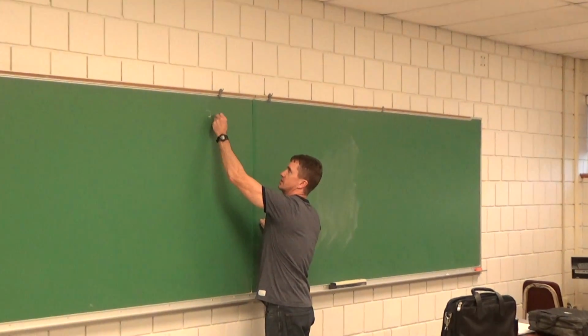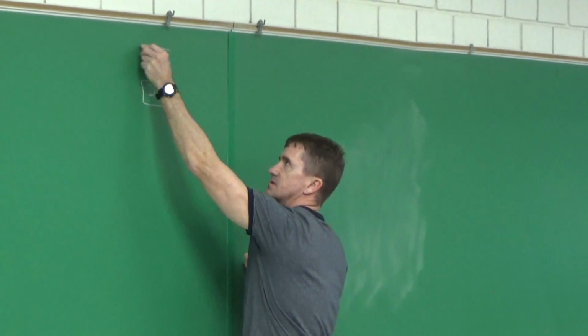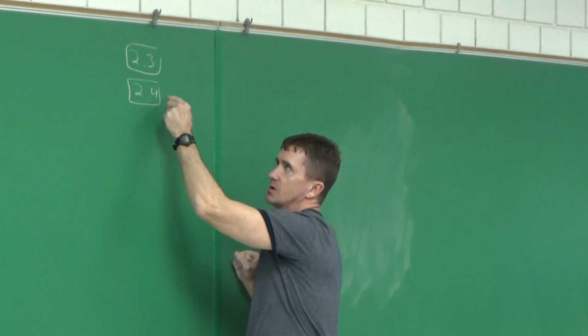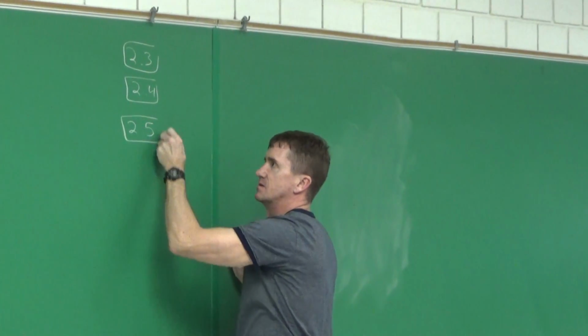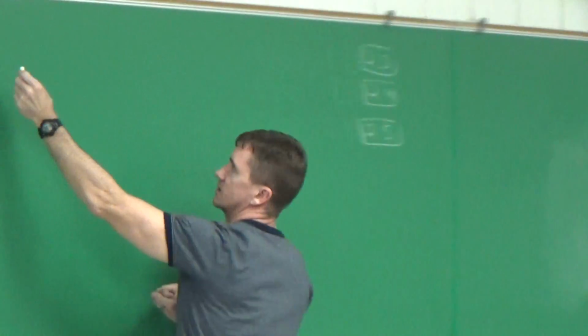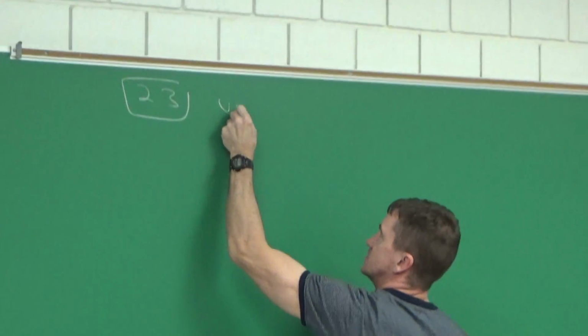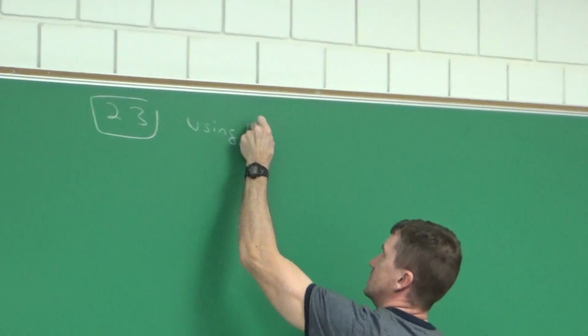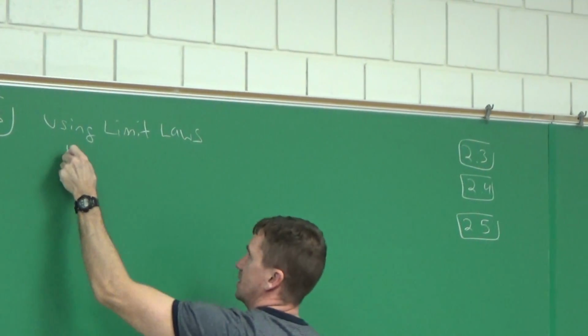Cover section 2.3, 2.4, that'll be brief. So I do want to point out, you'll find that this will be really quick. And then we'll cover section 2.5. So we're like, okay, well what's 2.3? 2.3 is using the limit laws. The limit laws to evaluate a limit.